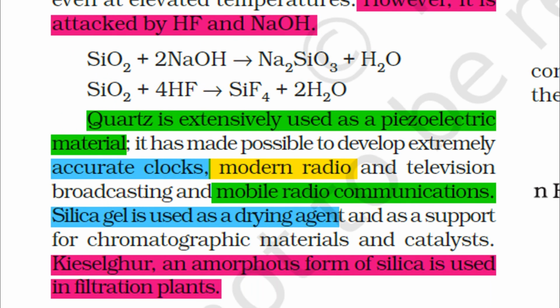Next, quartz is extensively used as a piezoelectric material. It has made possible the development of extremely accurate clocks, modern radio and television broadcasting, and mobile radio communications. Piezoelectric material means the material that stores charge. Silica gel is used as a drying agent and as a support for chromatography material and catalyst. Kieselguhr, an amorphous form of silica, is used in filtration plants.